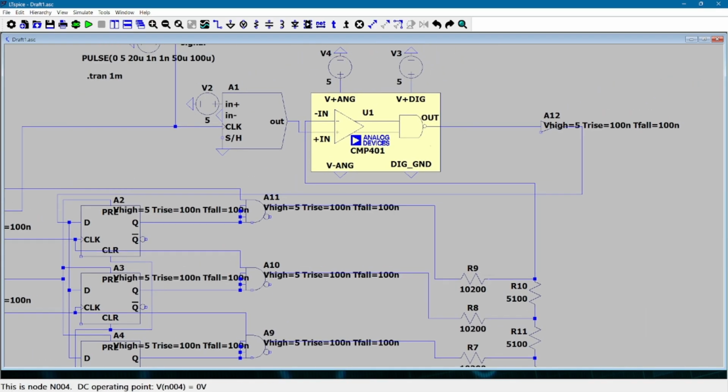Anyways, the input it's comparing against is this DAC, which has inputs from the aforementioned flip-flops through an AND gate, which we'll talk about what it's ANDing with in a second. But basically, the comparator is asking the question, is the input voltage higher than the DAC voltage right now?